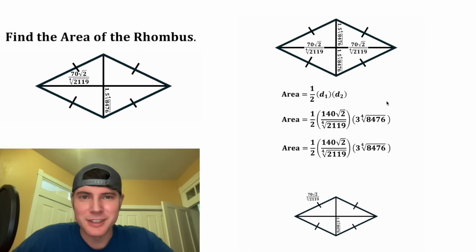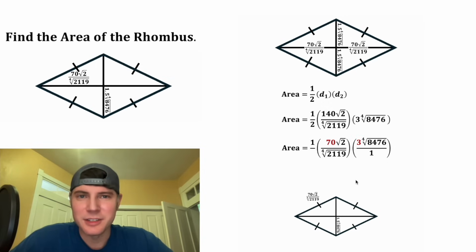And now we can clean things up. Let's make everything a fraction. We can take this, put it up here, and put it over 1. Well, let's deal with the whole numbers first. This 140 divided by 2 is equal to 70. And then 70 times 3 is equal to 210. Now let's smush everything together.